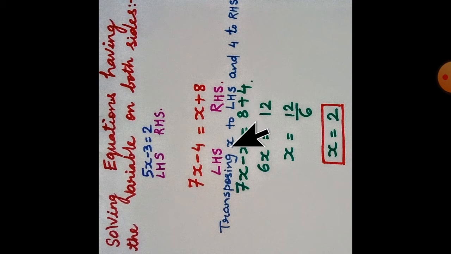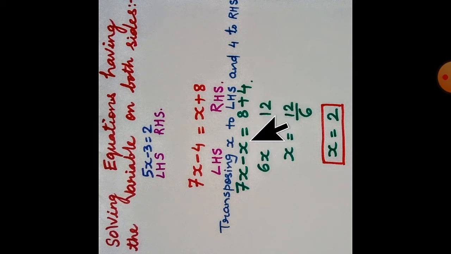Now let us solve it by transposing x to LHS and 4 to RHS. So this 4 will go on RHS, minus 4 will become plus 4, and x will go on the left hand side, so plus x will become minus x. So 7x minus x is equal to 8 plus 4.